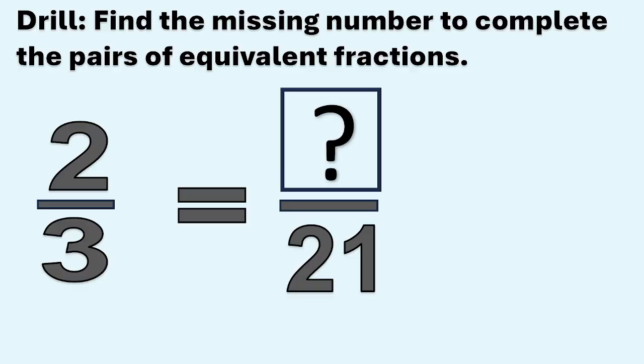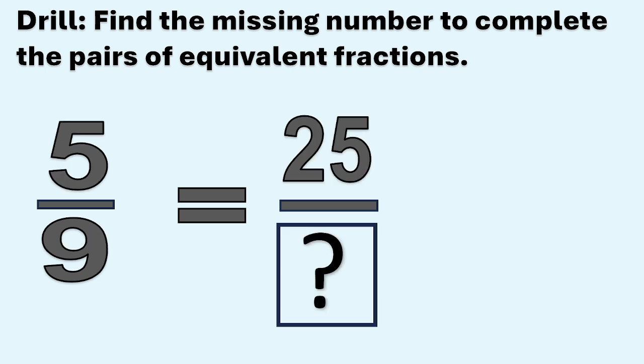Day 1. First, let's have a drill. Find the missing number to complete the pairs of equivalent fractions. So we have here 2/3 equals blank over 21. So the answer is 14. 14/21.